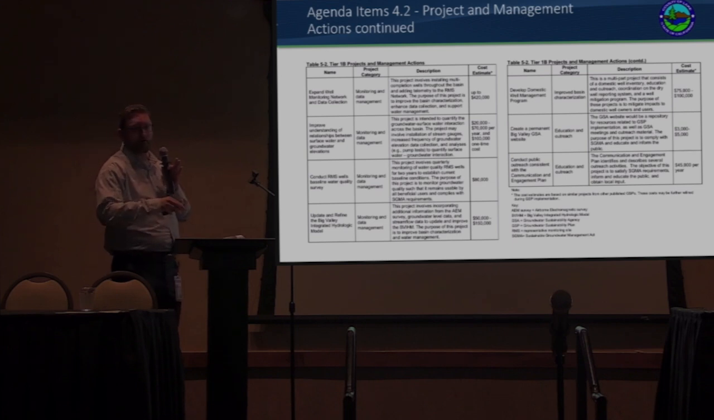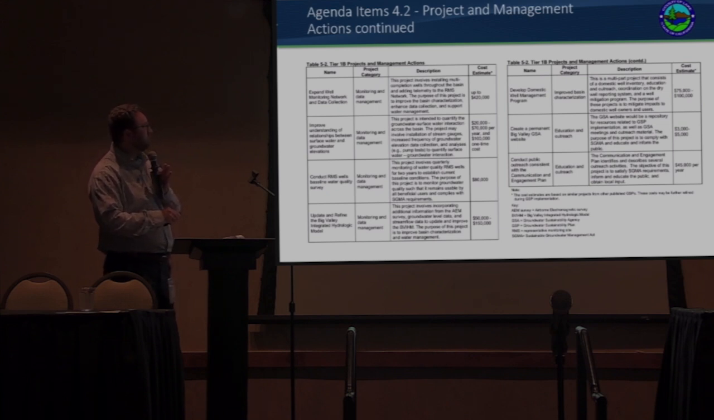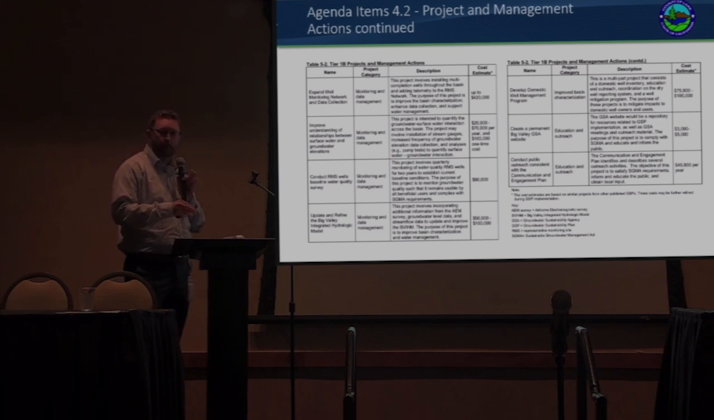So I know there's a lot going on this screen. I'll try to go through them as briefly as possible. One of the first ones, so this is tier 1B. So this is things that don't need to happen, but things that we want to help achieve sustainability. We have to expand the well monitoring network and data collection. This is a big one.